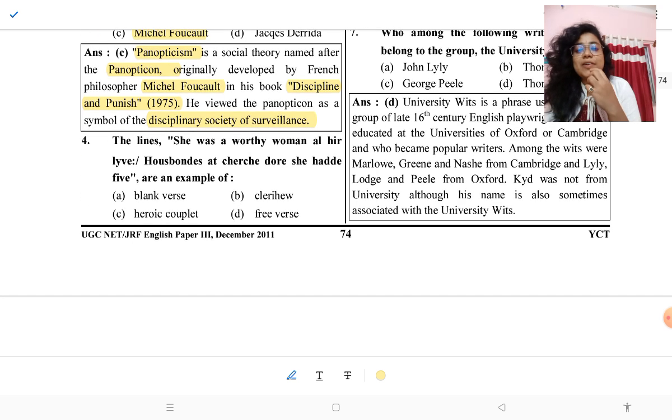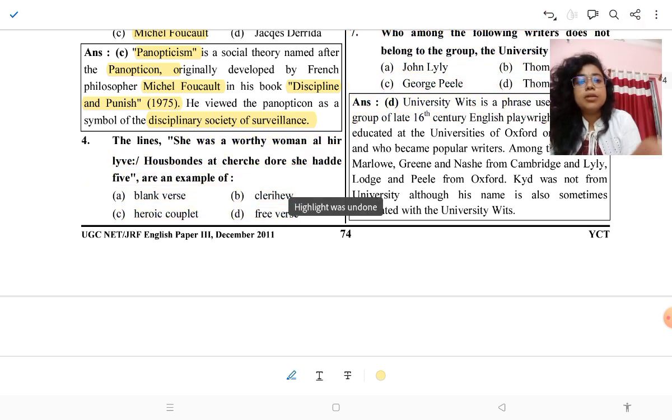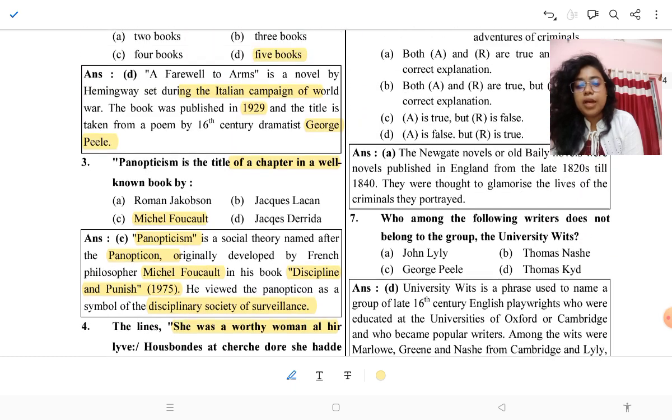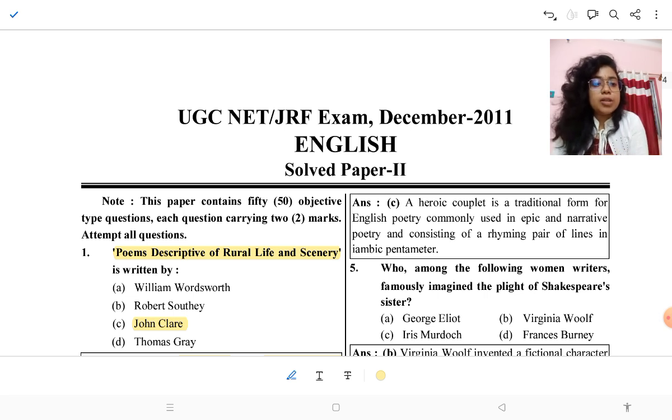Okay, so next question. The line "She was a worthy woman, all her life, Housebound, the church door she headed" is an example of, I don't know why they give these kinds of questions, because it is not in English, right? So this is an example of a heroic couplet. It is a traditional form of English poetry commonly used in epic and narrative poetry, consisting of rhyming pairs of lines in iambic pentameter.